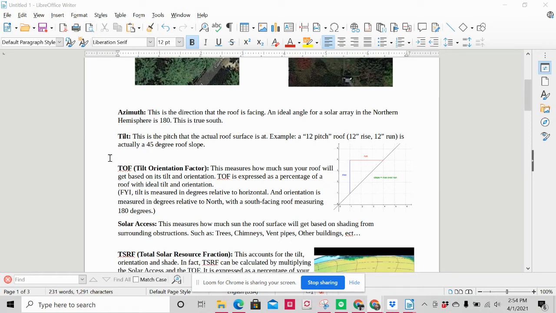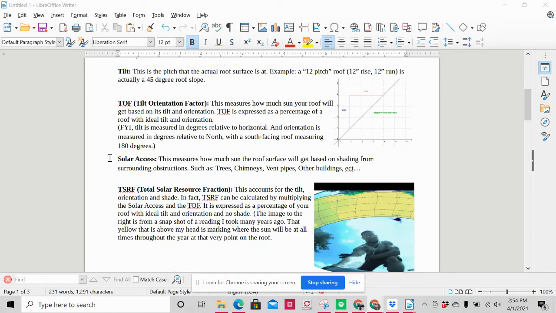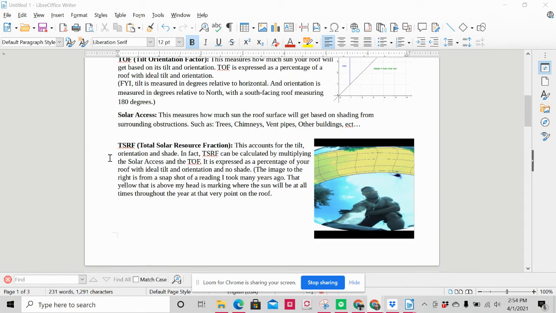TOF, tilt orientation factor. This basically just measures how much sun the roof is going to see based on the tilt and the orientation, so the way it's facing and how much it's tilted. Solar access measures how much sun the roof surface will get based on shading from the surrounding obstructions like trees, chimneys, vent pipes, etc. TSRF, total solar resource fraction. This accounts for the tilt, orientation, and shade. And it's basically calculated by multiplying the solar access and the TOF.